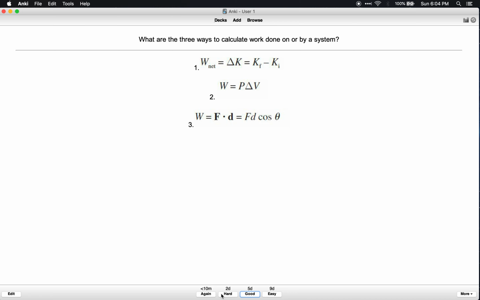So we have work non-conservative equals delta E. Work conservative equals delta E equals 0. Work equals force times d times cosine theta. Work equals P delta V. Work net equals delta K.